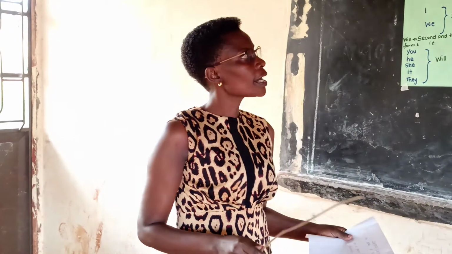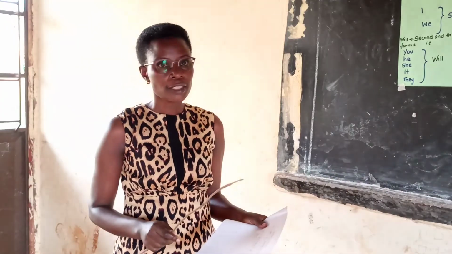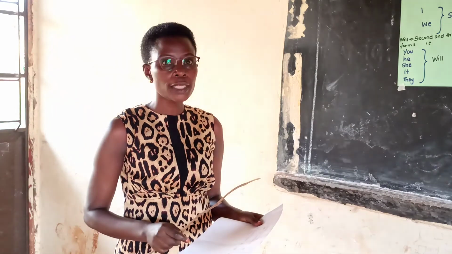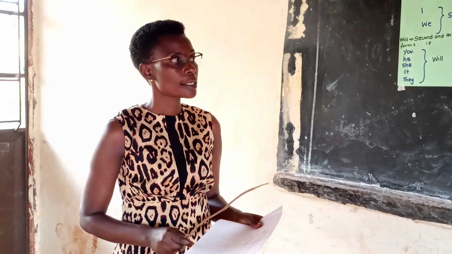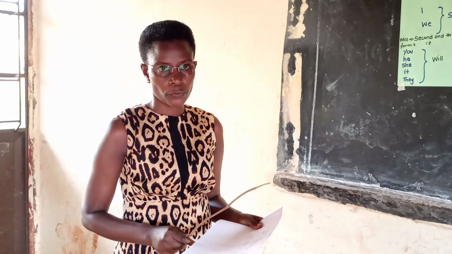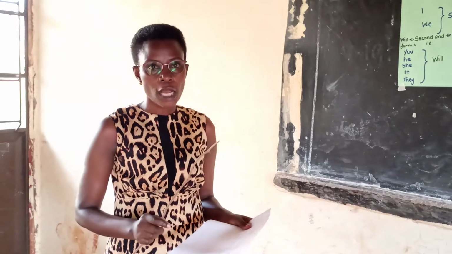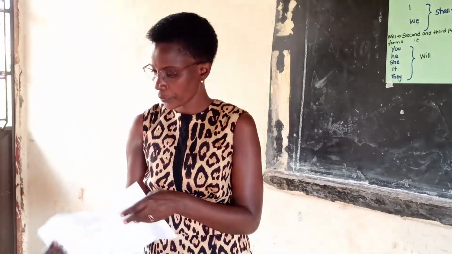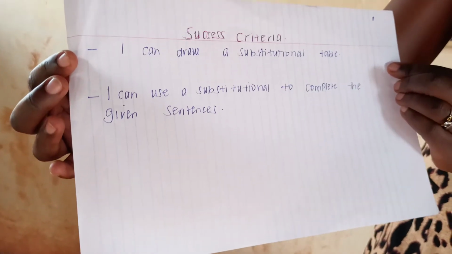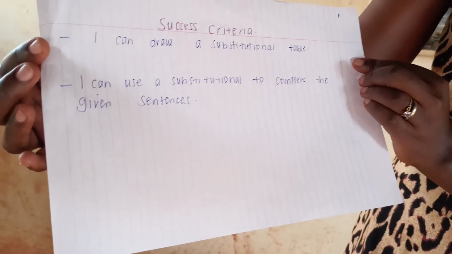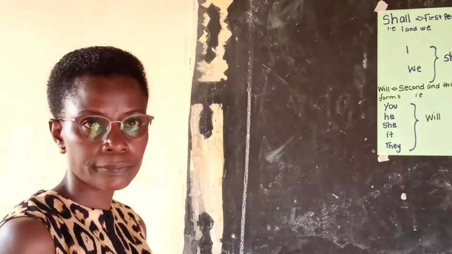Today we are looking at something different. We shall look at the use of shall and will, that is the future tense, but we shall use a substitutional table. We shall look at it and see how it works. Before we begin, let's share the success criteria. I can draw a substitutional table. I can use a substitutional table to complete the given sentences.